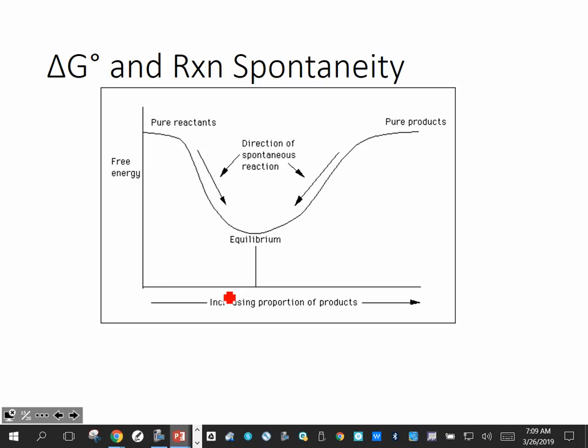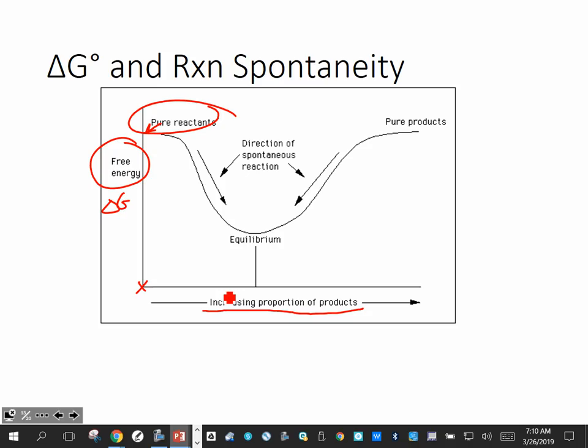And what we're graphing here on the y-axis is free energy, so that's delta G. And then on the x-axis, we have increasing proportion of products. So what that means is that at this point, we have no products at all. So at this point, we would have pure reactants. And if you only have reactants in your chemical reaction, then what direction is the reaction going to go? Well, there is no option. No matter what, the reaction must go in the forward direction.